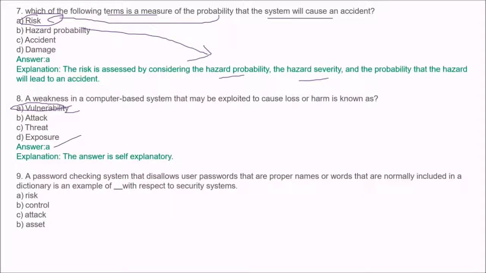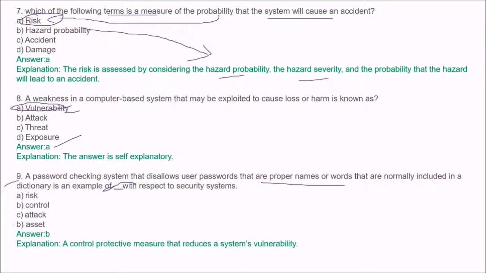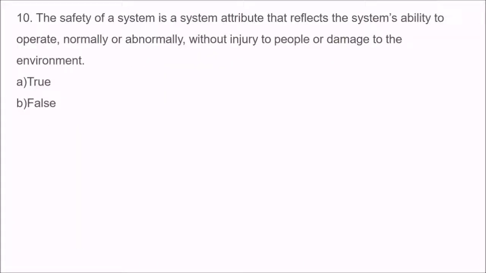Next, a password checking system that disallows use of passwords that are proper names or words normally included in a dictionary is an example of what, with respect to a security system? Asset, attack, control, or risk. This is, of course, the control, a protective measure that reduces the system's vulnerability.